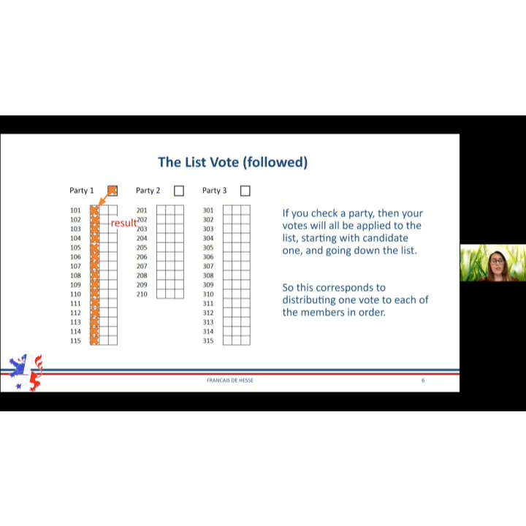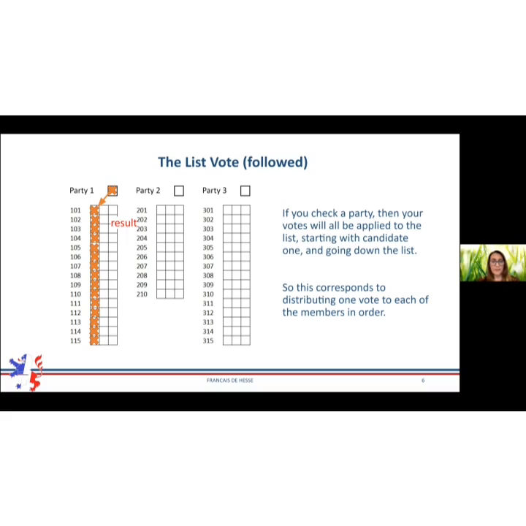Yes, so if you just check the box party 1 and no other, the 15 votes will be assigned chronologically from the first candidate until the last candidate of the list. In this example, the list or the party has presented 15 candidates. You have 15 votes. That means that each of the candidates will get 1 vote.